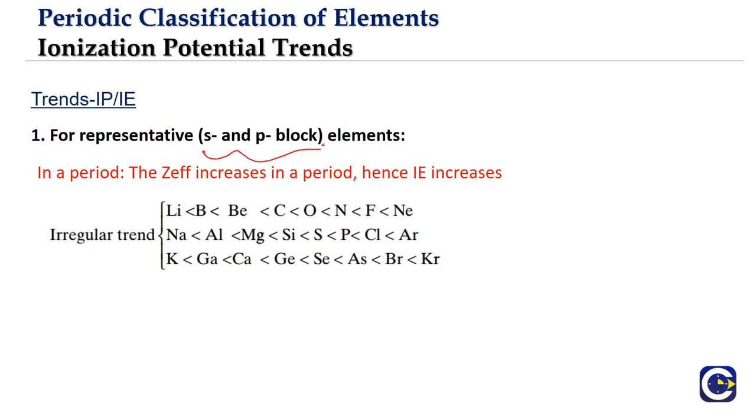While we will generally say S and P block, we have to keep in mind that the 18th group is excluded. What is the 18th group? It is the noble gas group, or the inert gases. Representative element means what? S and P block excluding the 18th group.